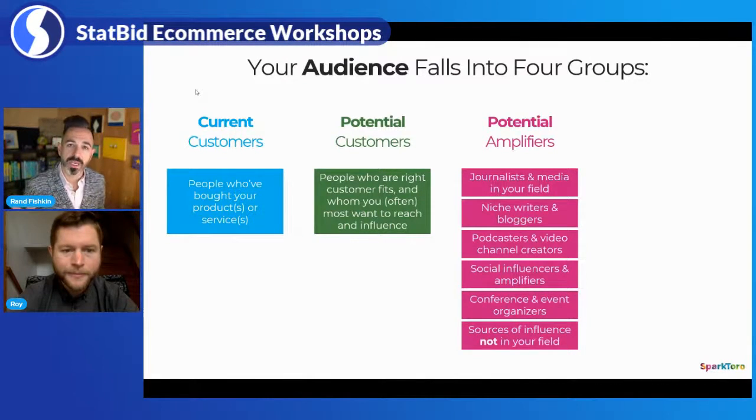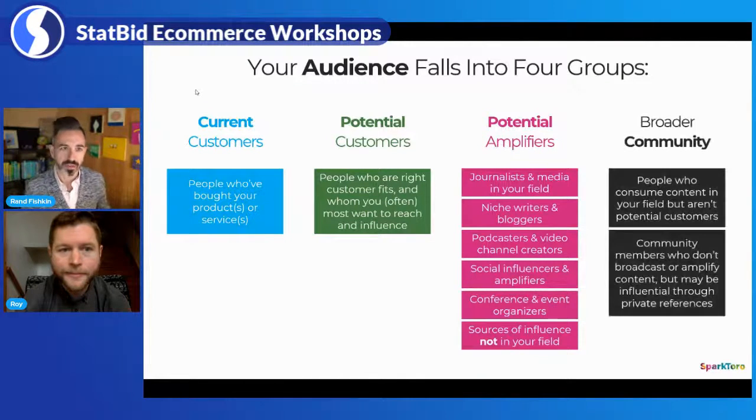And then there are the people and publications that reach them. I lump these into the amplifier group. Could be on social, could be events, could be bloggers, journalists, podcasts and video content creators, email newsletter operators, whatever. And then there's a broader community, people who consume the content but aren't really potential customers. And maybe there are people who don't broadcast or amplify, but they talk privately.